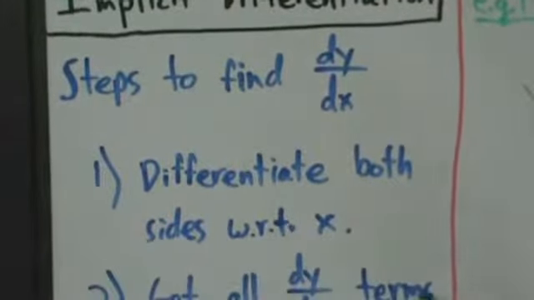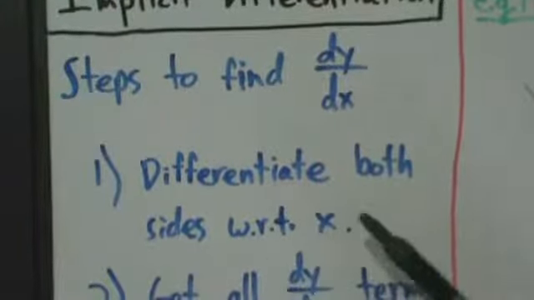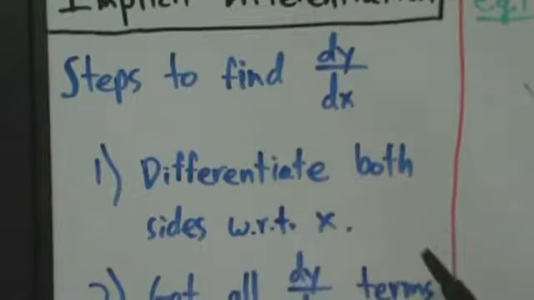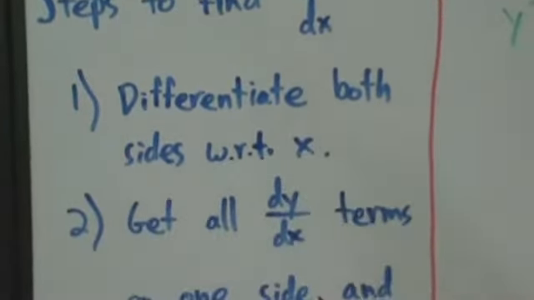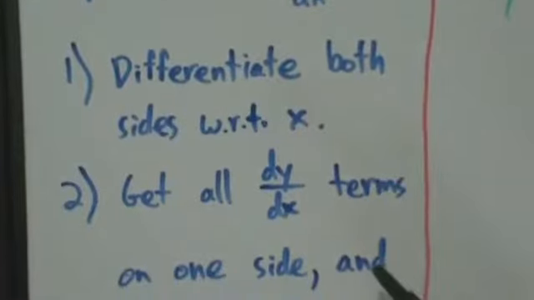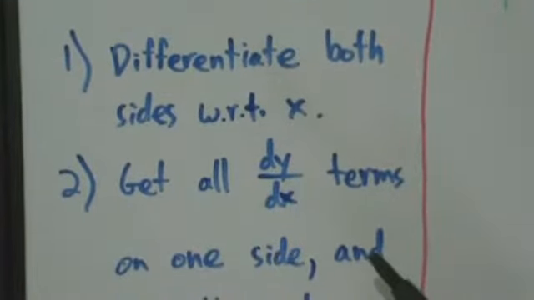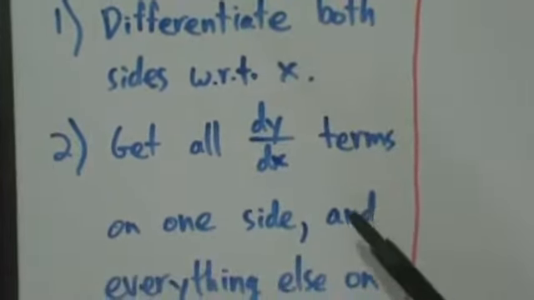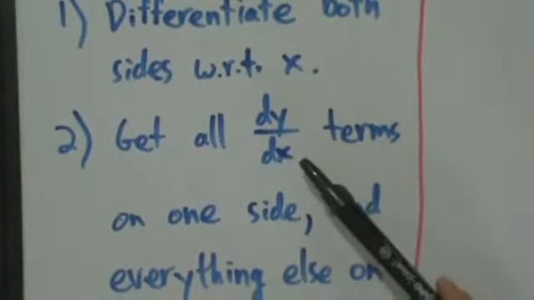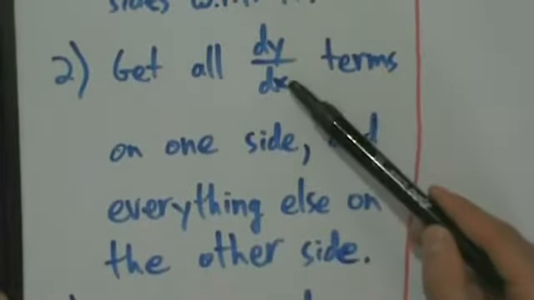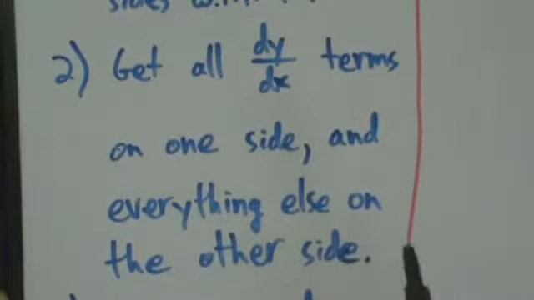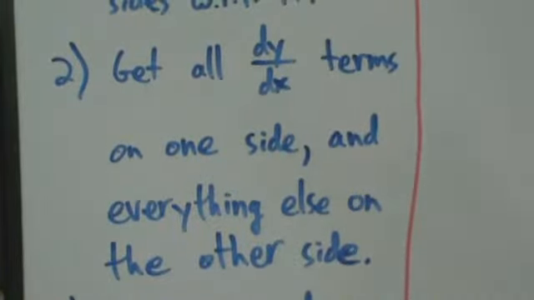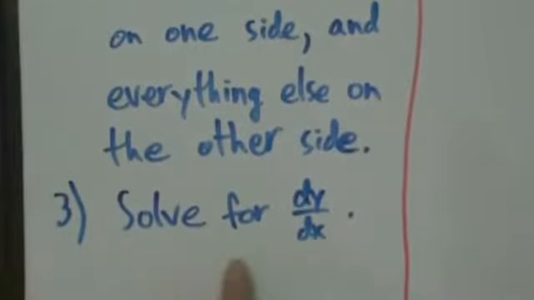So step one is to differentiate both sides with respect to x. WRT means with respect to. Once you do that, you're going to have some terms with dy dx in them and some that don't. So step two: get all the terms that have dy dx on one side and put everything else on the other side of the equation. And then step 3 is solve for dy dx.